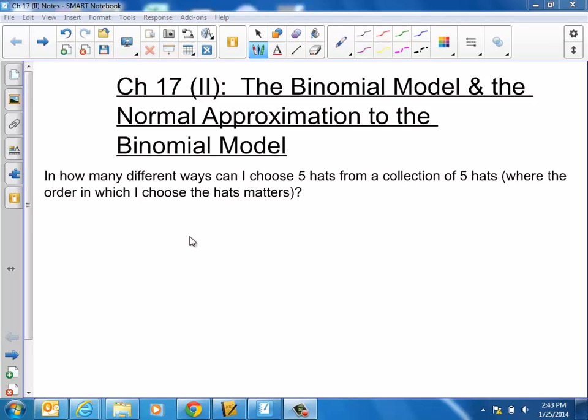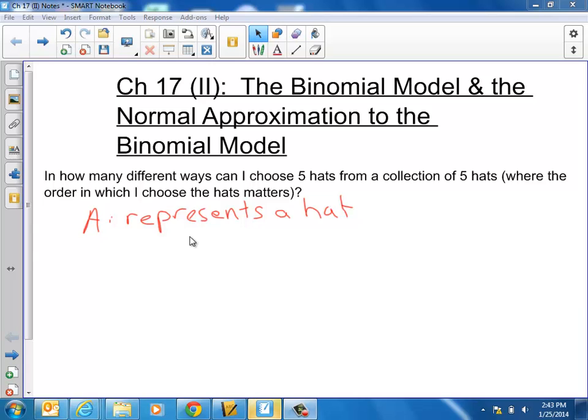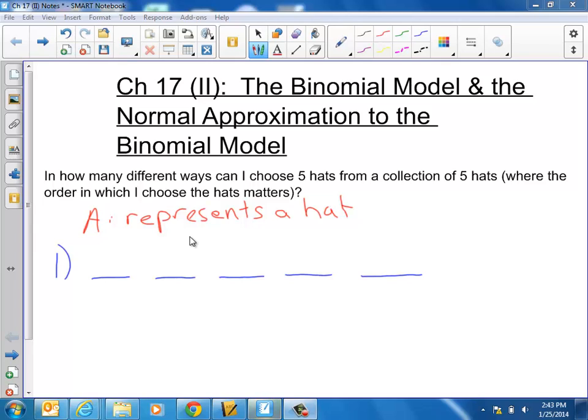Well, okay, let's let capital A, somewhat randomly here, represent one of our hats. So let's think of this in terms of us having 5 buckets. If I have 5 hats to choose from, and I'm filling those buckets in a particular order, I could choose for the first bucket the first hat, A sub 1, then I could choose A sub 2, then A sub 3, then A sub 4, and then the 5th hat, A sub 5. That's one possibility for choosing these 5 different hats.